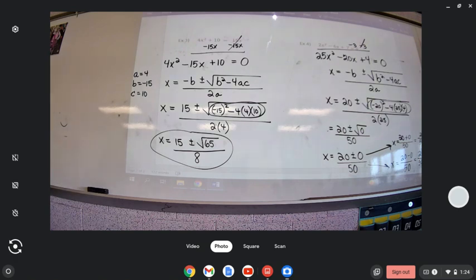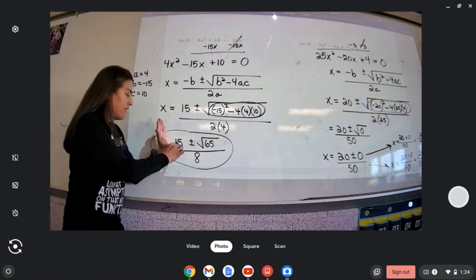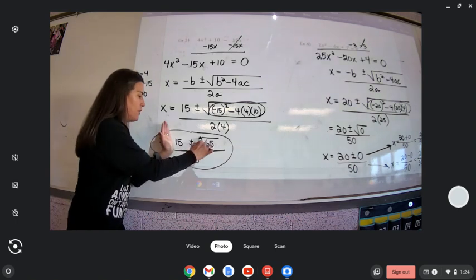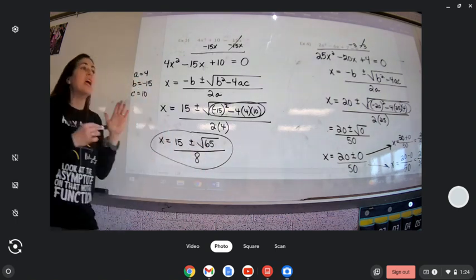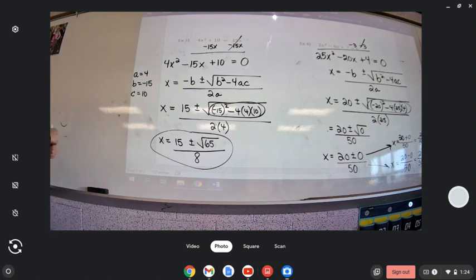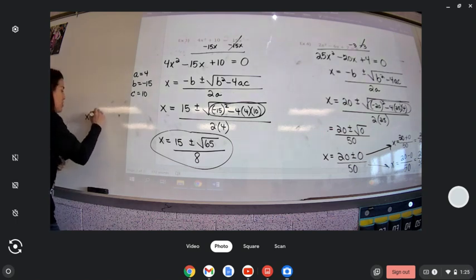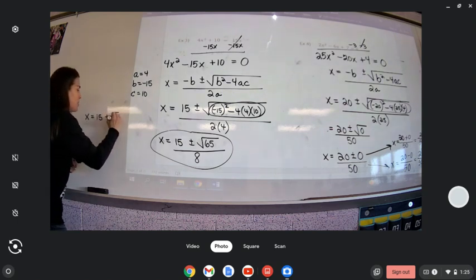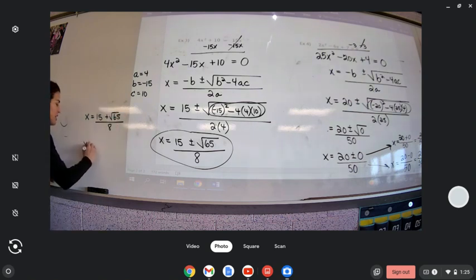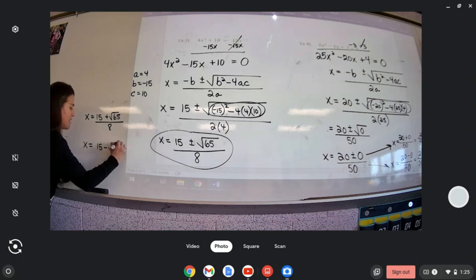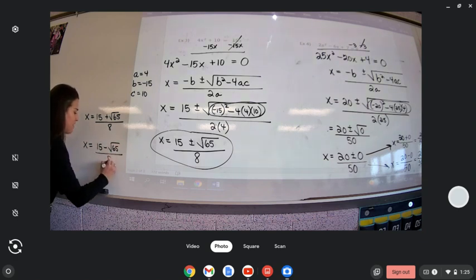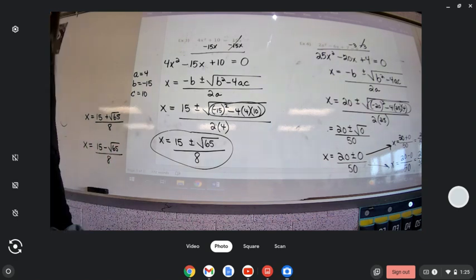Now, Delta Math will let you type it in just like this: 15 plus or minus the square root of 65, all divided by 8. If you want to separate them, one answer is when you take 15 and add the square root of 65 and then divide by 8. Your second answer is if you took 15 and subtracted the square root of 65 and divided it by 8. Now, everybody pick up your calculator.